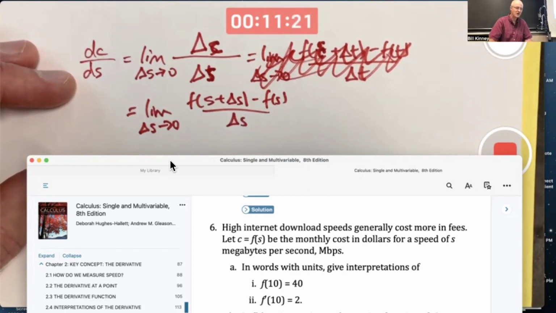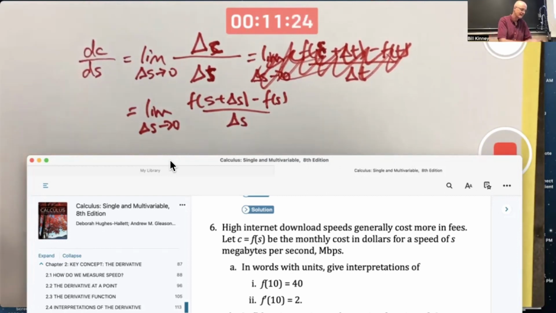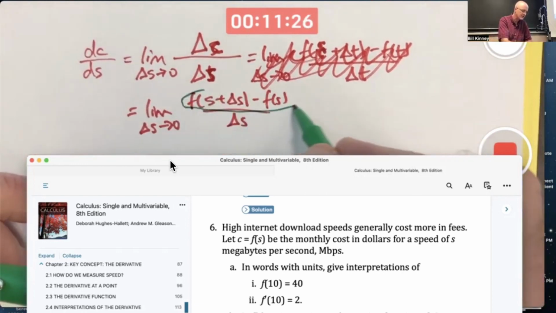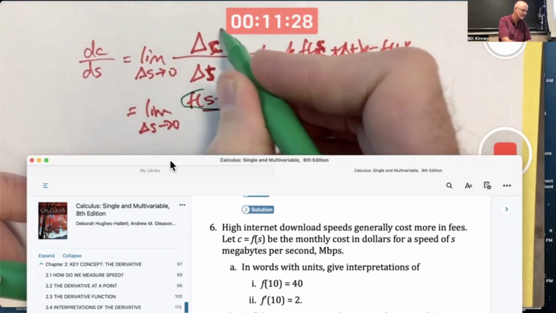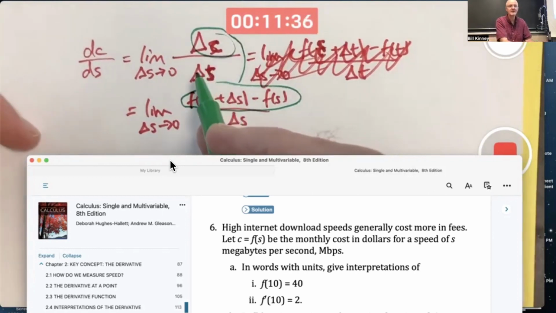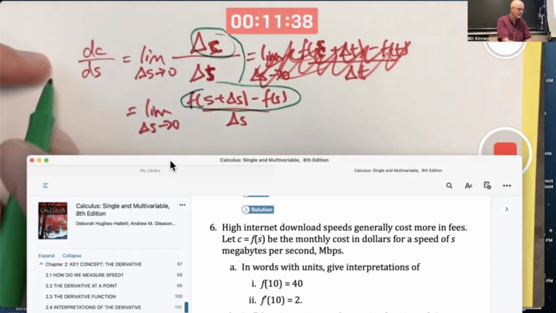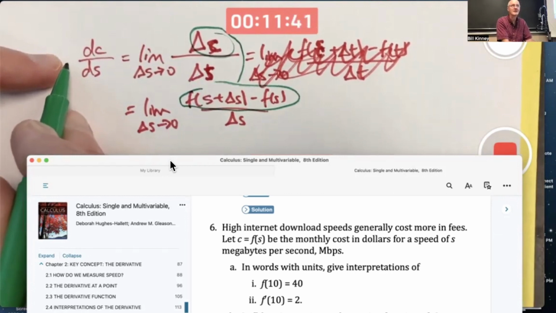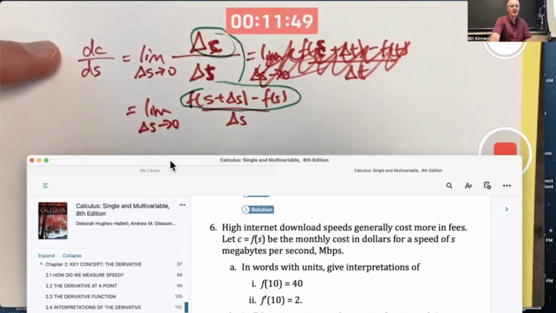But this expression in the numerator is a change in the function value. It's a change in the cost in this case. It's the same thing. And because delta is the Greek version of d, that's why we use the d's over here. Evidently, Leibniz was thinking about that when he first came up with this notation. Anyway, that's a side note.